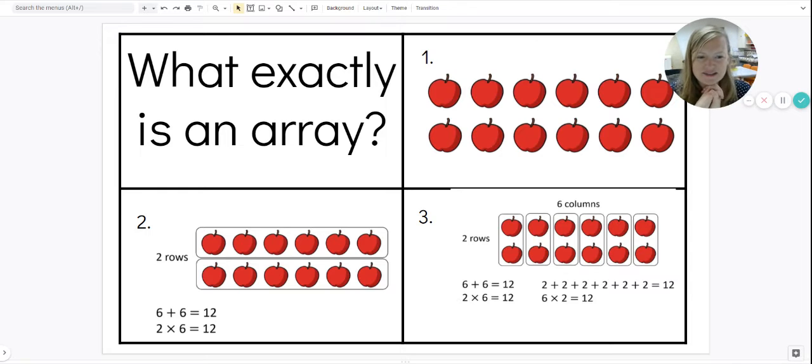So what exactly is an array? Could you tell me with your words what is an array? So we know an array is a picture. It's a set of objects which are arranged in an order, and we use rows and columns to order them. And importantly, remembering back to equal groups, each row and each column must be equal and have the exact same number of objects.